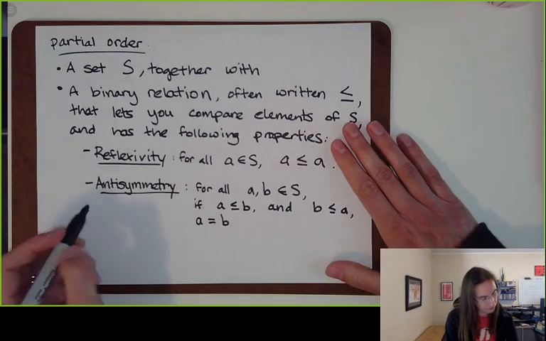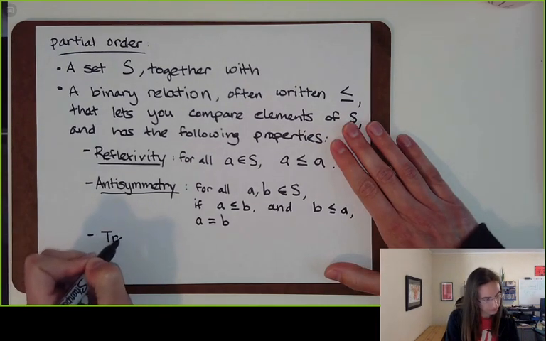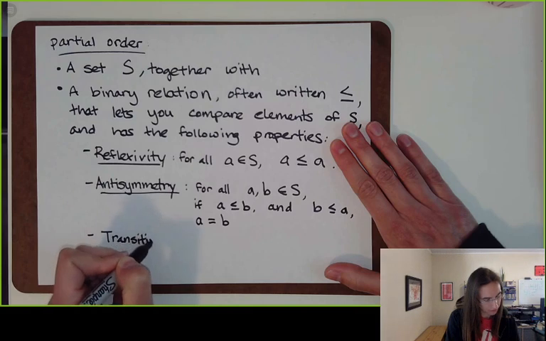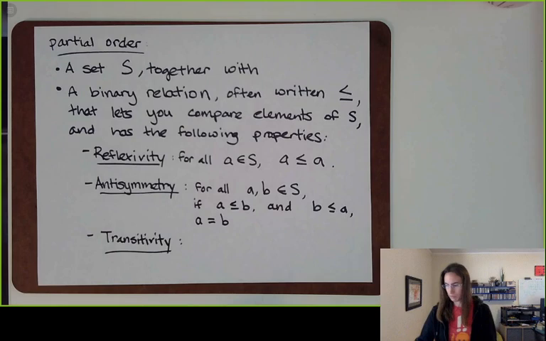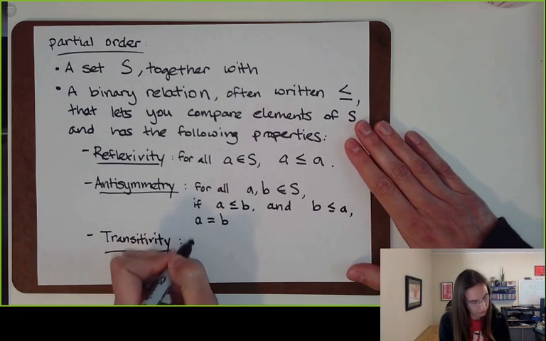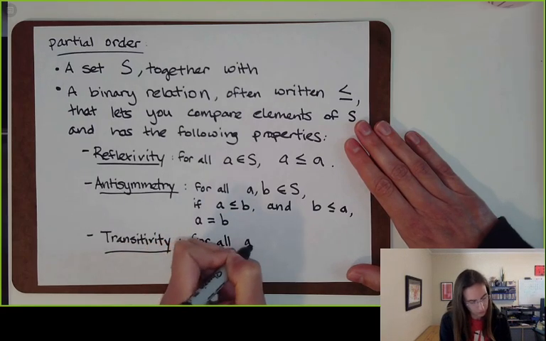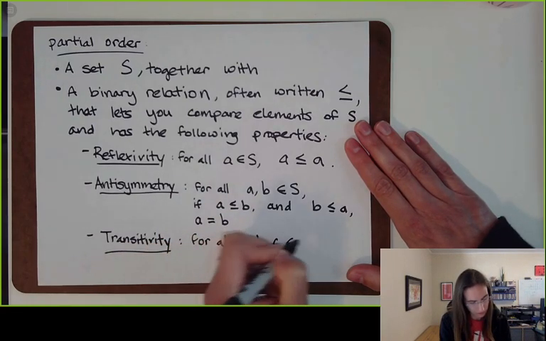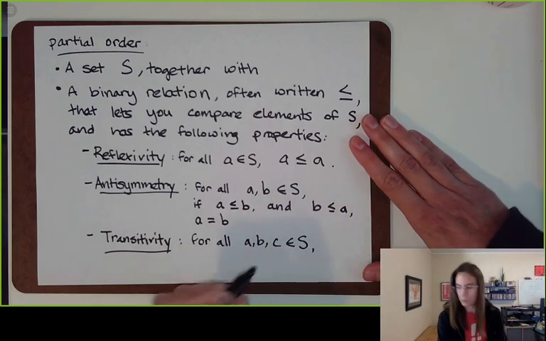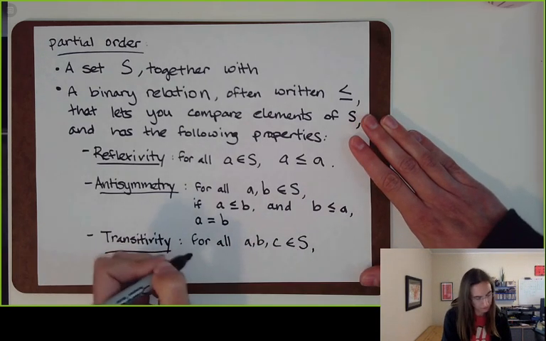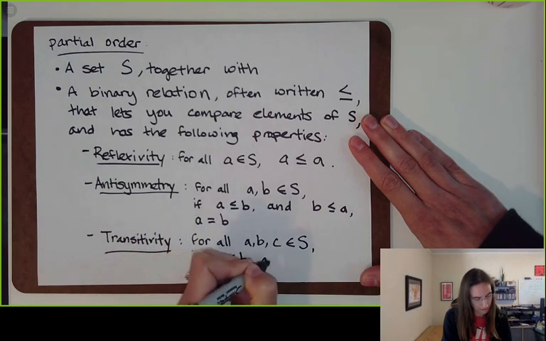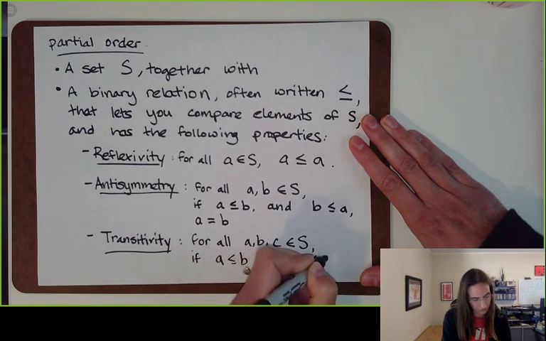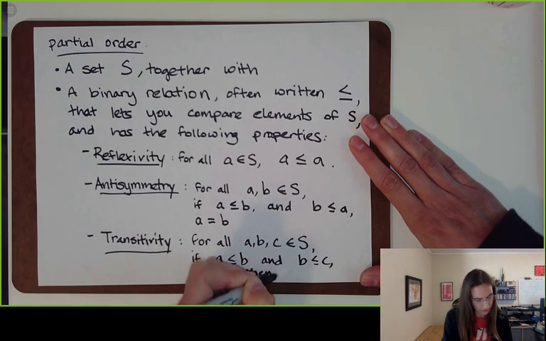And the last part, transitivity, which we actually already talked about quite a bit in the context of happens before, but it's something that's actually true of every partial order. And transitivity just says that for all A, B, and C that happen to be elements of this set S, then if A is related to B and B is related to C, then A is related to C.